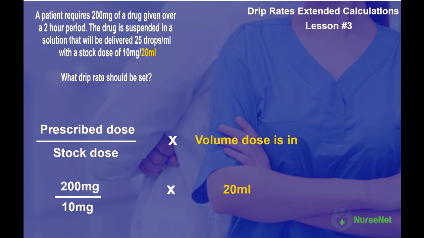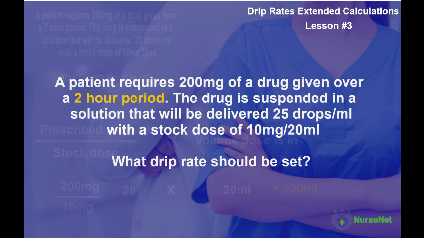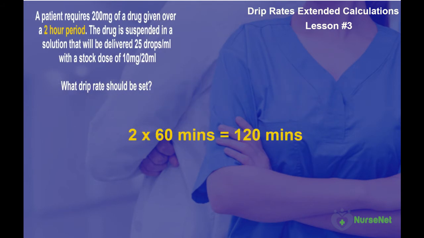So let's crunch the numbers. 200 milligrams prescribed dose divided by 10 milligrams of stock dose gives us 20. 20 multiplied by the volume the dose is in, which is 20 milliliters, gives us the answer of 400 milliliters. Now we need to work out the time in minutes, so we've been told that the drug should be administered over 2 hours. So 2 multiplied by 60 gives us 120 minutes.